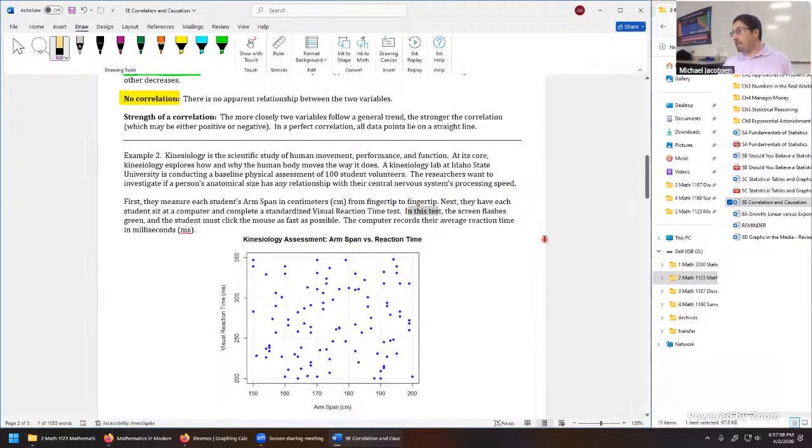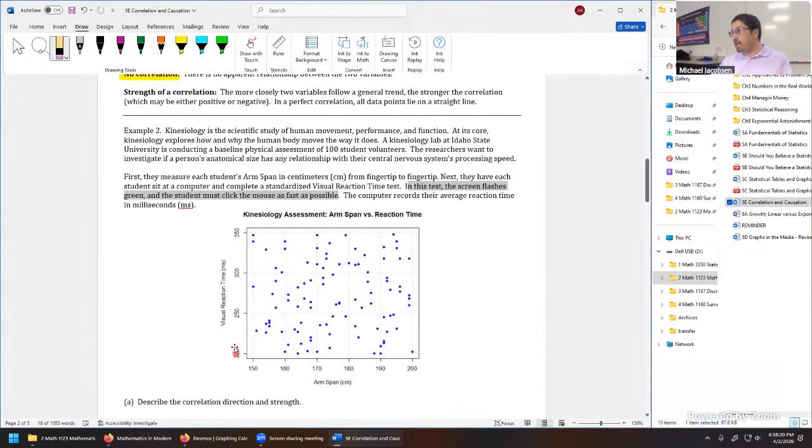In this test, the screen flashes green, and the student must click the mouse as fast as possible. So there won't be any tricks there. Green just means click. They recorded their average time in milliseconds. Probably they had this go off for maybe 20 flashes. They averaged the 20 reaction times. And these are their visual reaction times in milliseconds. And just for reference, on an internet connection, if you're on this end in milliseconds, that might be noticeable if you're playing a video game, for example, if you're at this higher end.